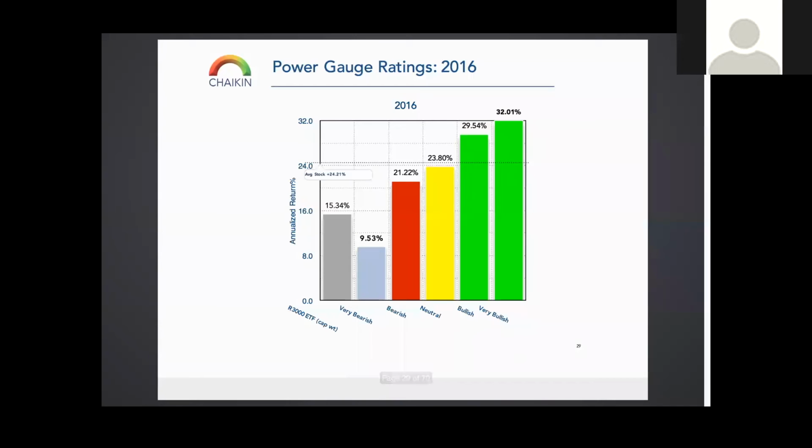But now go to 2016, a year when the market was up 10%, and the very bullish stocks were up 32%, versus the very bearish stocks up only 9%. And this with the Russell up 15 and the average stock in the Russell up 24. Why the difference? Because the S&P 500 and the Russell 3000 are what's known as capitalization weighted indexes. The largest stocks in the index have an outsized effect. So look at that spread between 32% if you focus on very bullish stocks, 29% on the bulls, and only 9% on the very bearish stocks. So the message here is: avoid the very bearish stocks, use them for put candidates, and focus on the very bullish stocks.